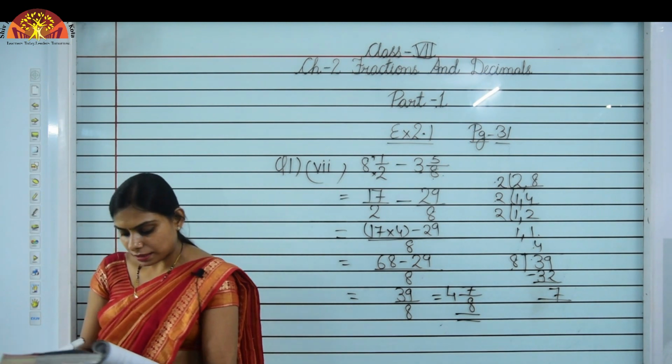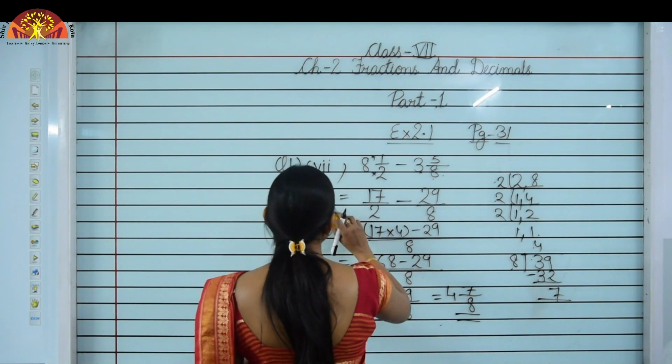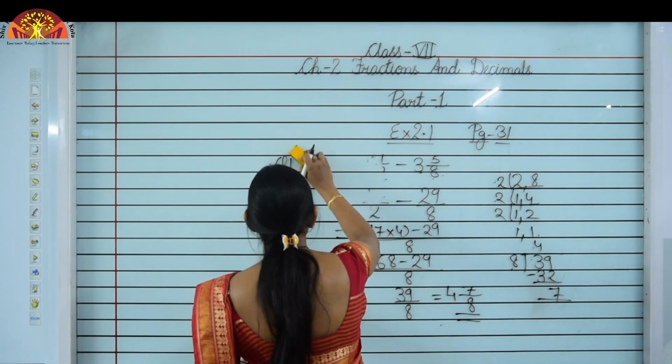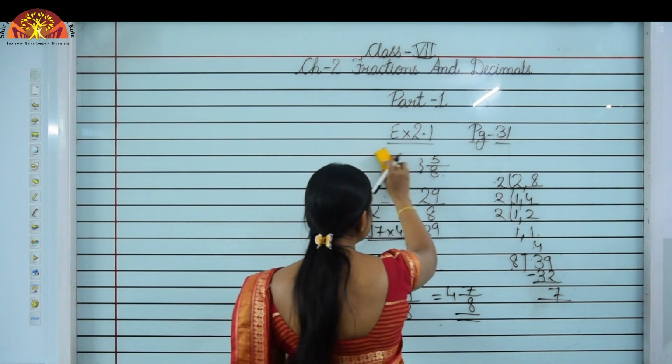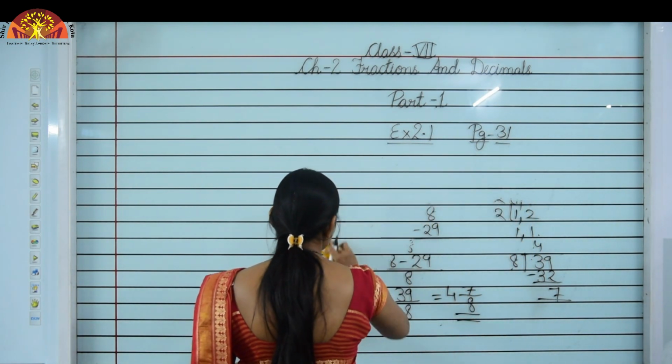Now just see, children, next question over here, okay? Just go through the question number 4. So in the question number 1, we have just learned about the addition and subtraction of the fractions, okay?